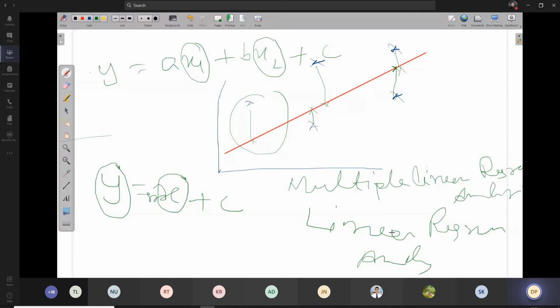Linear regression analysis is when we have only one independent variable. Here we have two independent variables, so it is called multiple linear regression analysis. Basically, by minimizing the error, we can find out the values of the constants. There are already derived equations to find those constants. I will give you those equations only; I am not going to derive them.